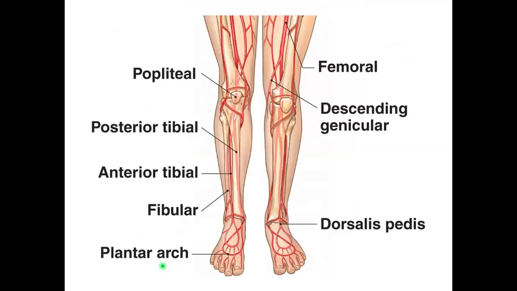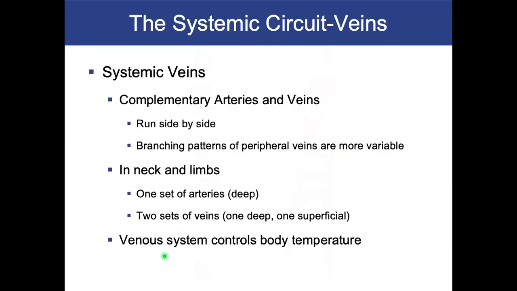There's a close-up view. Veins, kind of nice because they usually have the same name and they're just called veins. So they run side by side for arteries and veins. Veins are usually more superficial, whereas arteries are more deep and meshed near the bone for protection. In neck and limbs, we have one set of arteries that are deep and then two sets of veins, one deep, one superficial.